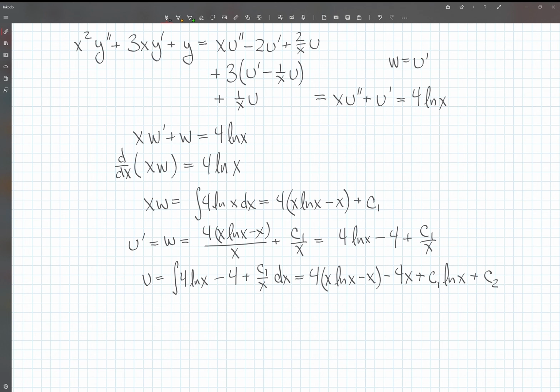So what's our general solution? It'll be u times y1. And remember, y1 is 1 over x. So we just divide everything through by x. And there you go. You can see we've got two independent constants, c1 and c2, representing the fact that this is a second order equation. So the solution set is two-dimensional. You can check it. Maybe it takes a little bit of differentiation to check it, but it works.